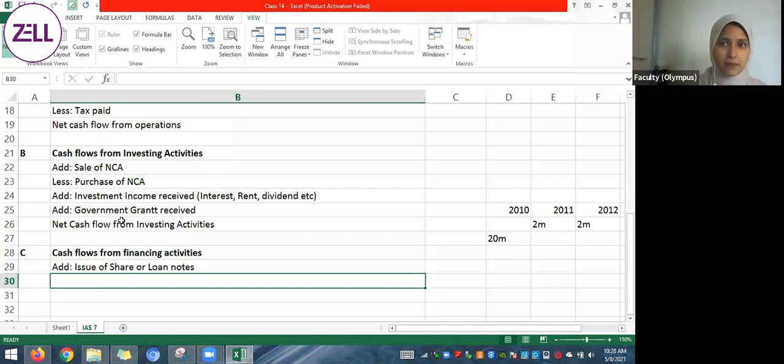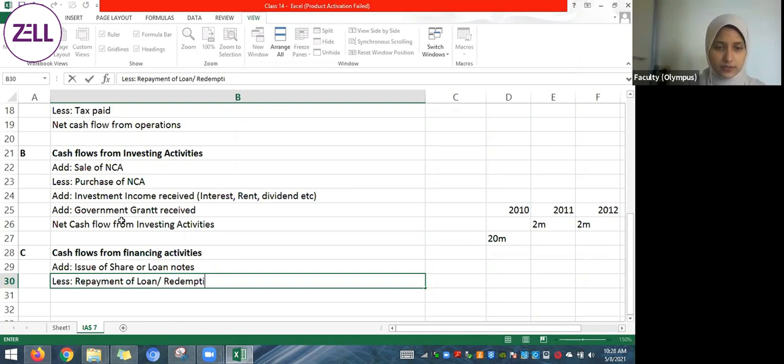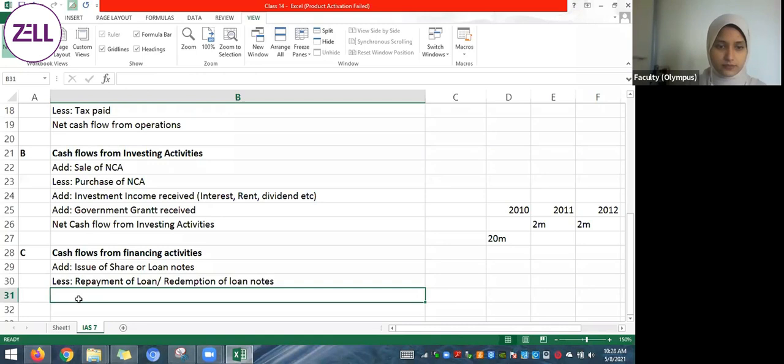Okay. Now, somebody said repayment of loan, or repayment of loan notes, or repayment of lease, right? Lease is when you take an item on rent, so you're making lease payments. So repayment of lease, all this from a cash point of view, is it good or bad? Bad. Cash going out. So repayment of loan notes slash redemption, repayment of loans, slash the other term they can use is redemption of loan notes. Someone said dividend payment, that's right.